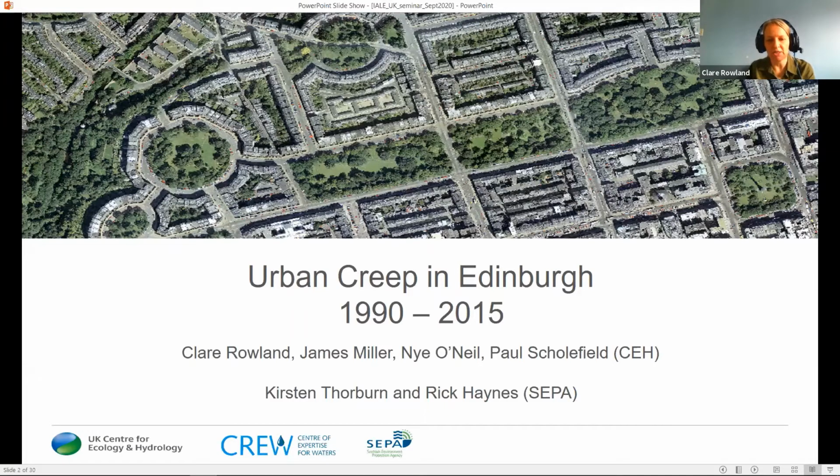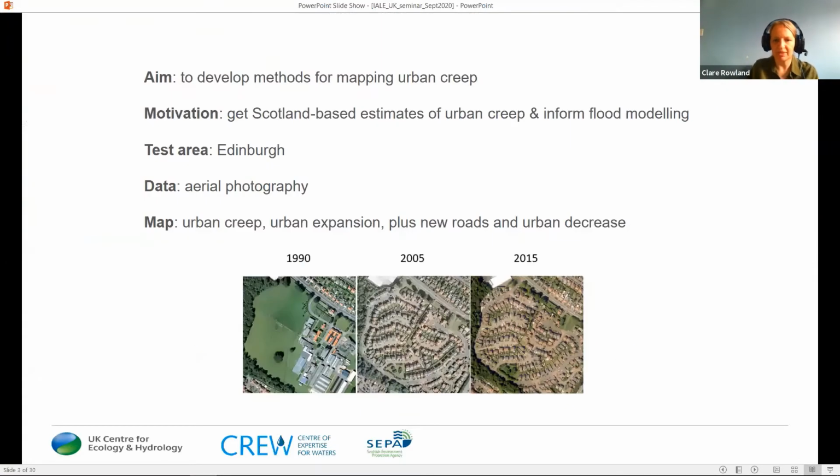So this is some work we did a couple of years ago with CREW, the Centre of Expertise for Water in Scotland, and CEPA. CEPA have a responsibility for flood modelling, monitoring and prevention in Scotland. And they were interested in how urban creep, how fast it might be happening, where it might be happening, and what kind of rates it was happening at in Scotland. So the previous estimates of urban creep had all been England based, and for quite small areas and for quite limited amounts of time.